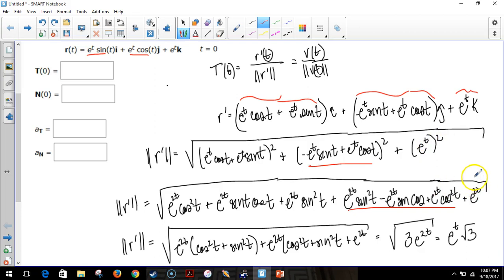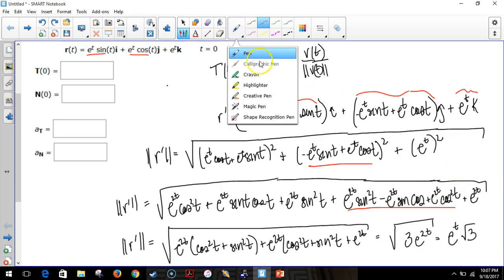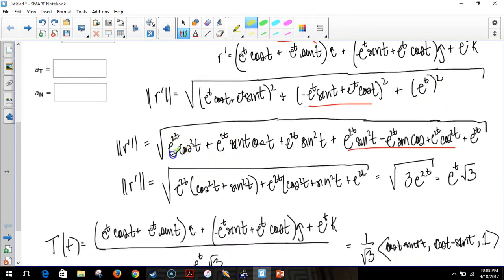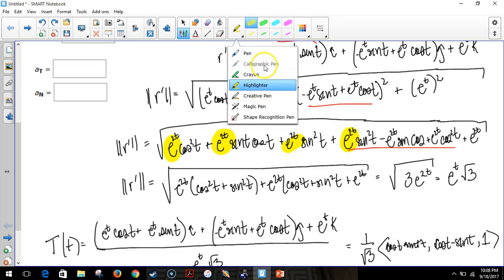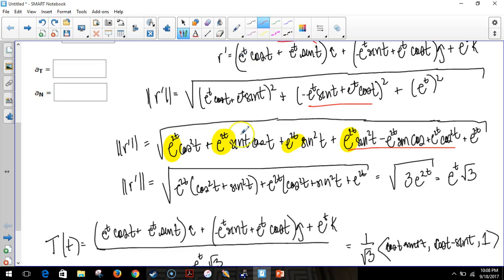This works out really well because I'm going to be able to factor out an e^(2t) here and an e^(2t) on this piece. And I have e^(2t), and then I have a cos squared plus sine squared. And then over here, I got e^(2t) cos squared plus sine squared. My e^(2t) sine cosines cancel out because one is positive and one is negative.